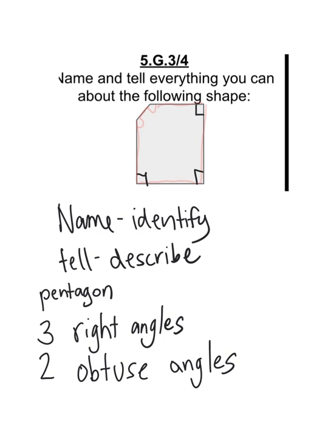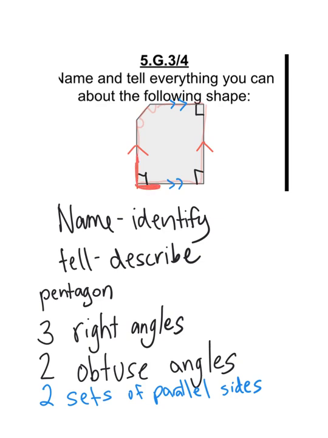Do we have any parallel sides? Remember, parallel means like railroad tracks. They just travel along the same exact distance from each other. They never move towards each other, and they never move away from each other. So I see one set of parallel sides that I just marked in red, and then I see another set of parallel sides that I'm marking in blue. So this shape has 2 sets or 2 pairs of parallel sides.